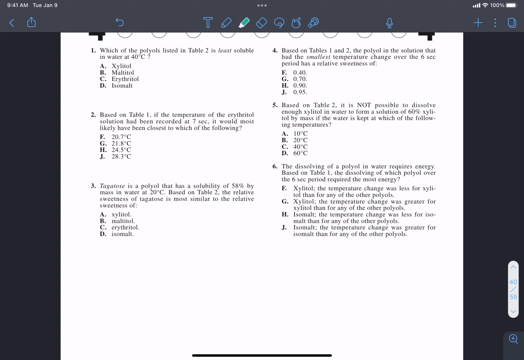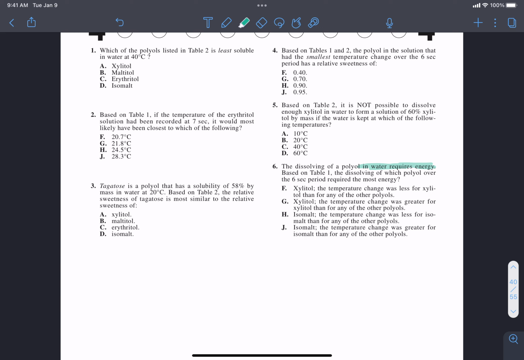It says, the dissolving of a polyol in water requires energy. So you need energy to dissolve a compound, all right? Based on table 1, the dissolving of which polyol over the 6-second period required the most energy? Okay, so let's look at our answer choices.